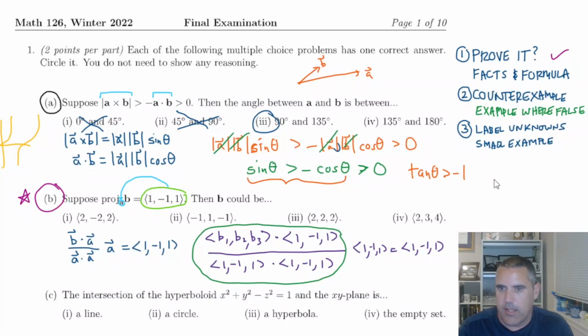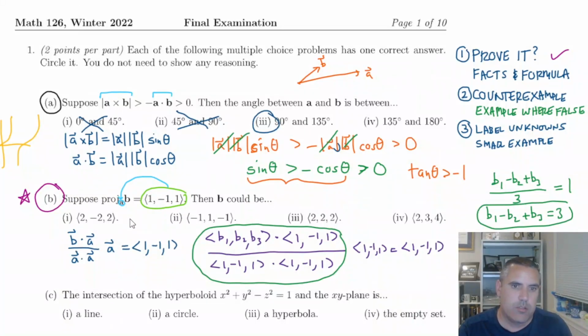And let's summarize that up here. So we can say that B1 minus B2 plus B3 all over 1 plus 1 plus 1, which is 3, has to be 1 for those two sides to be the same. And so that means that B1 minus B2 plus B3 has to be 3. So there are many correct answers, but they weren't asking you to solve. They were asking you to check these possibilities.